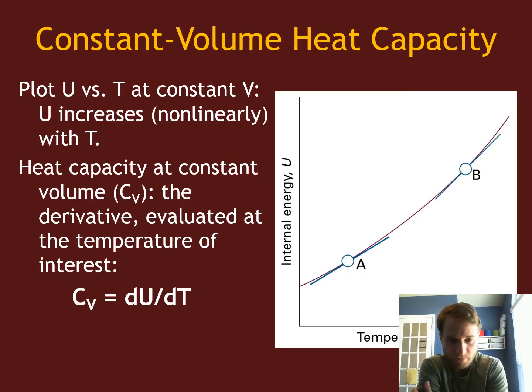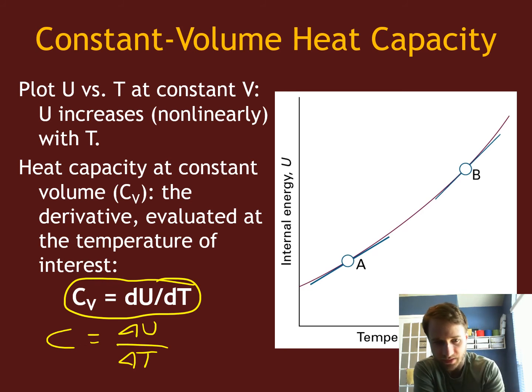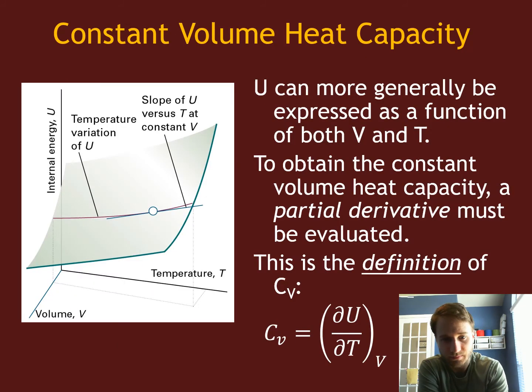Mathematically, you can think of the heat capacity as a change in energy over a change in temperature, which is just the slope of a line, dU/dT. So the constant volume heat capacity is related to dU/dT, the change in internal energy with respect to temperature at some given temperature. That slope, the derivative.